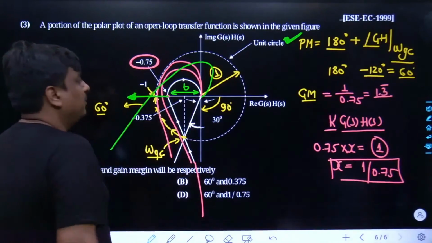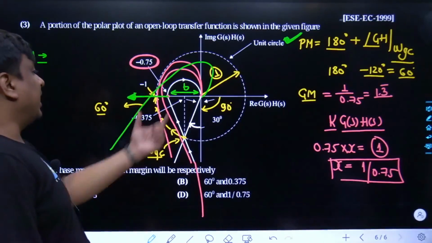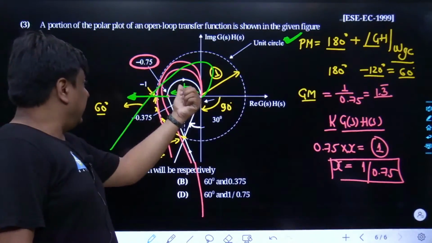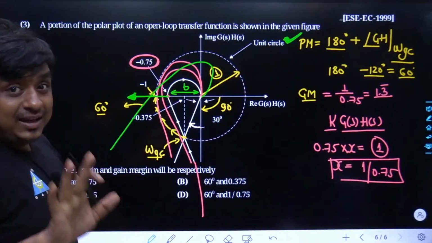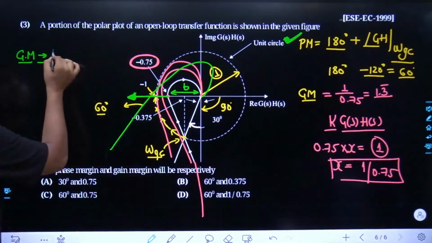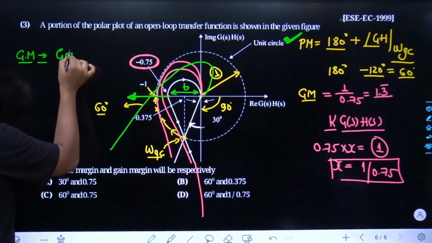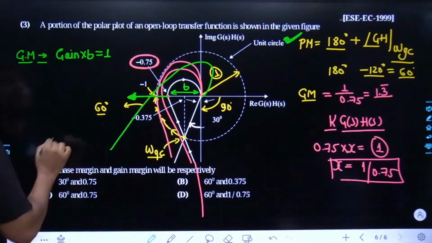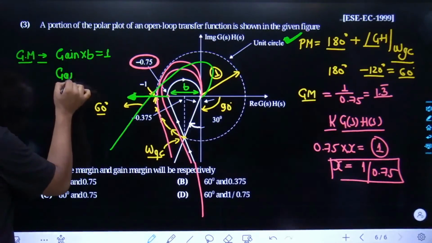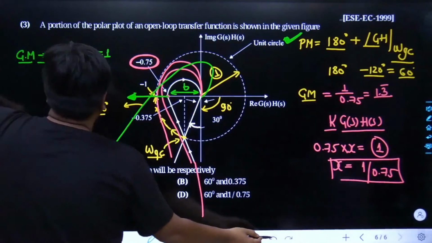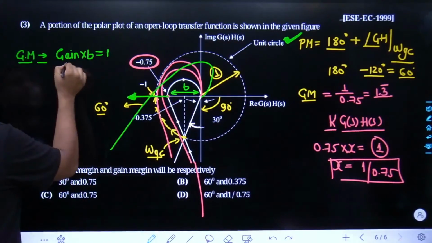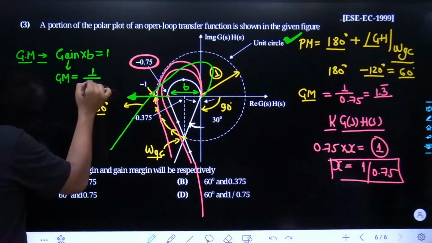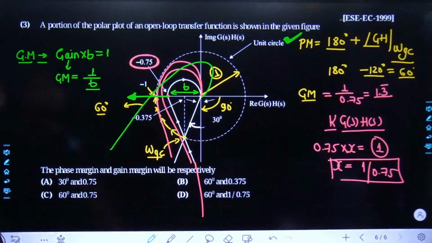Let's call it B. Now this B has to be given a certain gain such that the gain into B becomes 1. That gain is nothing but the margin in gain. So the gain margin is simply equal to 1 upon B.